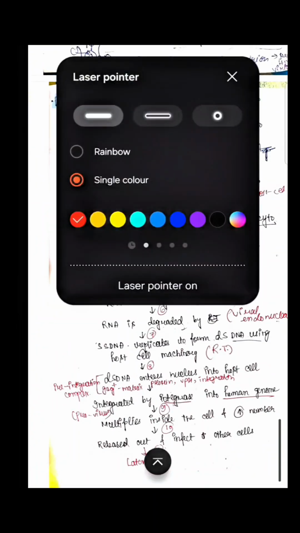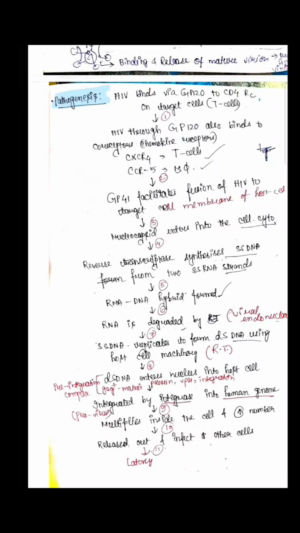Now let's look into the rest of it. This is integrated by integrase into the human genome, and then there is multiplication inside the cell and the increase in number of virus particles, and then the virus particles are released out with the help of another gene. Let's look at the previous segments of the video and you can answer it for yourself again. And this is released out and infects the other cells, and then it goes into the latency period.